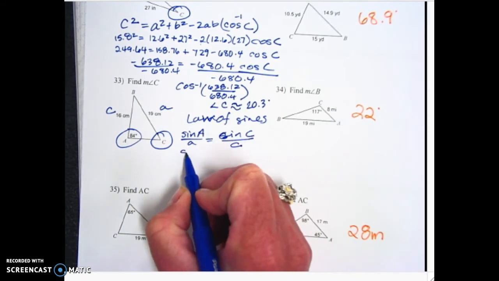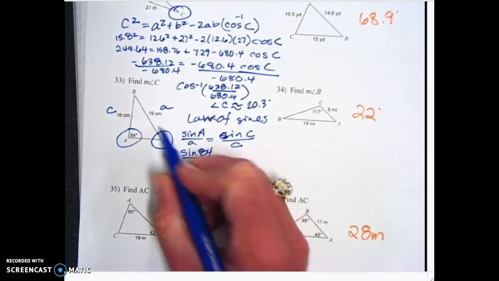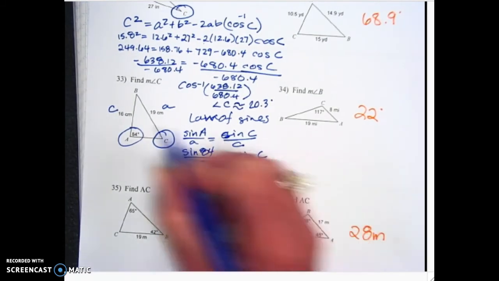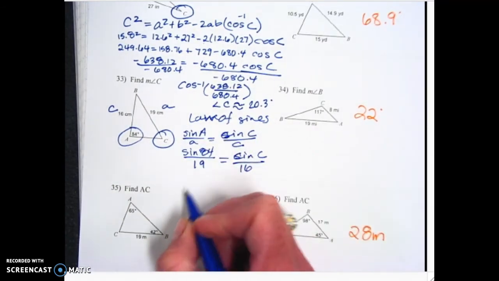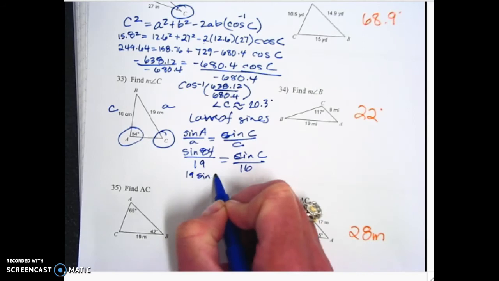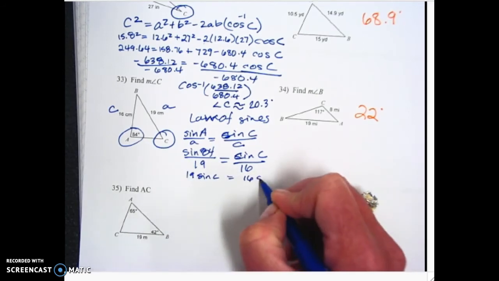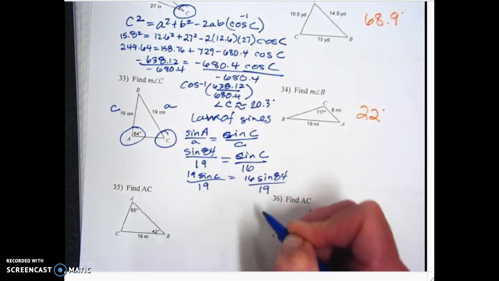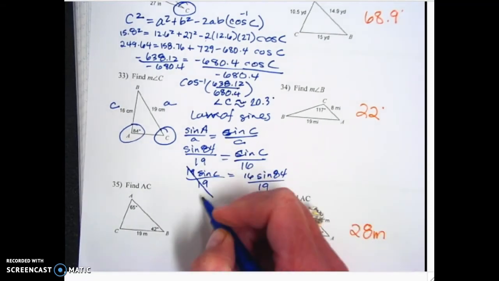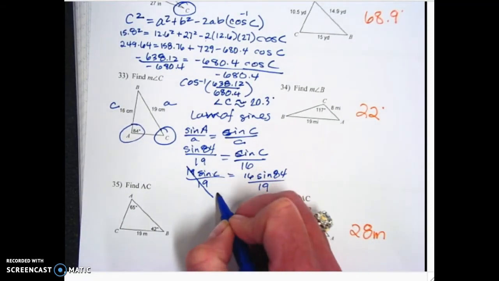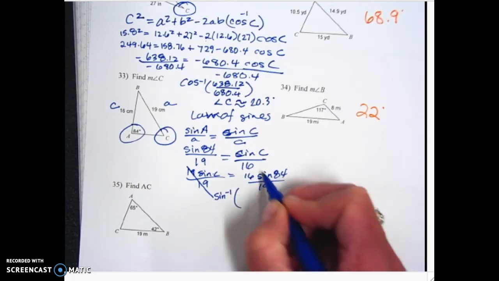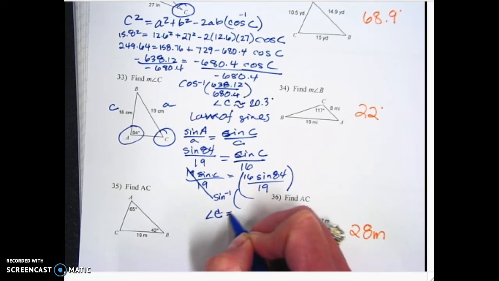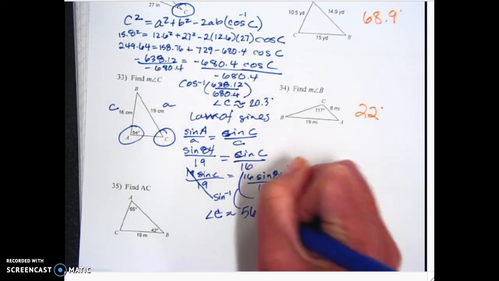So sine of A is 84, and its opposite side is 19. Sine of C is what I'm solving for, and its opposite side is 16. So I do the cross product. I get 19 sine of C equal to 16 sine of 84. So if you divide both sides by 19, and then since you're solving for an angle, you're going to use inverse sine of all this, and that gives you angle C equals 56.9.